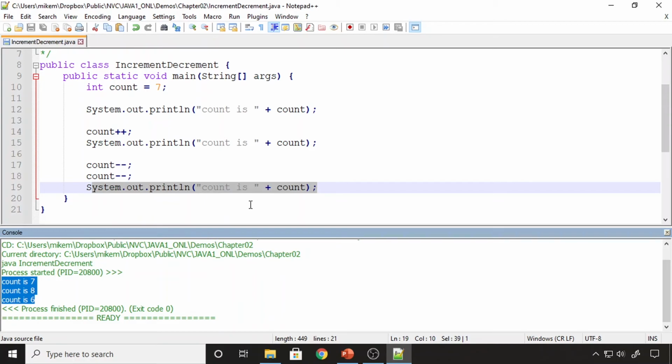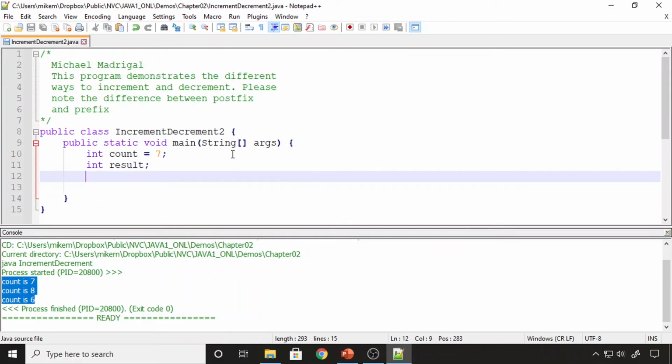So the next thing we need to talk about is the pre and the post increment and decrement. I set up another example to demonstrate increment and decrement. This time I'm going to focus on showing you the pre and the post so we can see what that actually does. So I have a variable called count, but this time I have a variable called result where I'm going to store the result of the pre and the post increment and decrement so that I can output it and you can see what the result is.